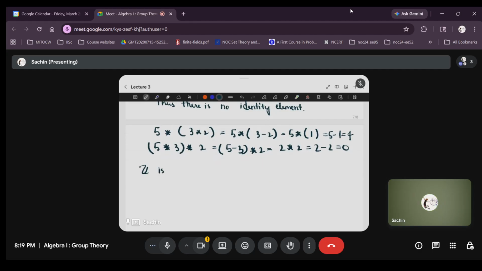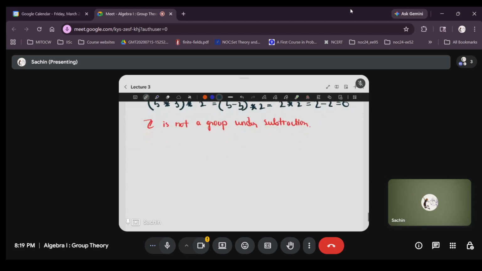So Z is not a group under subtraction. That was the first problem. Check whether the following are groups. We saw Z and subtraction.